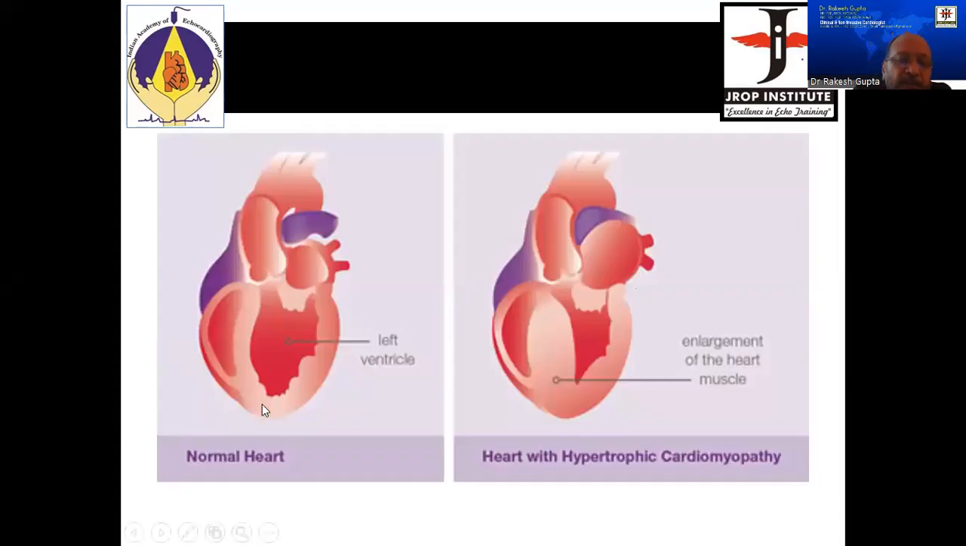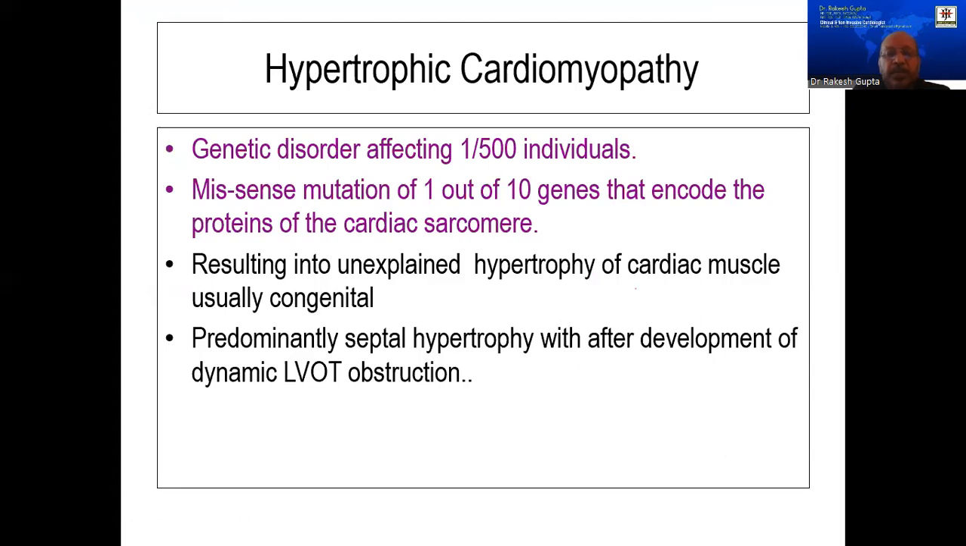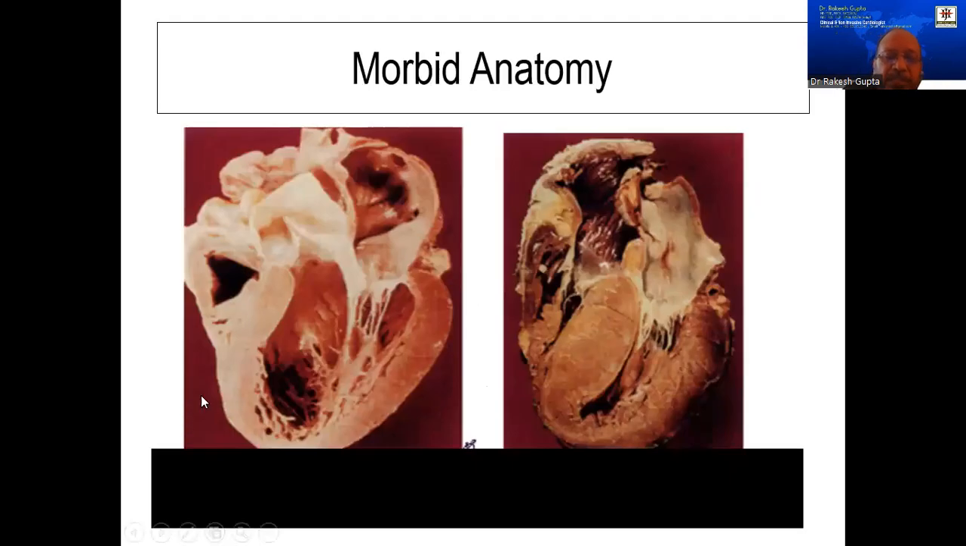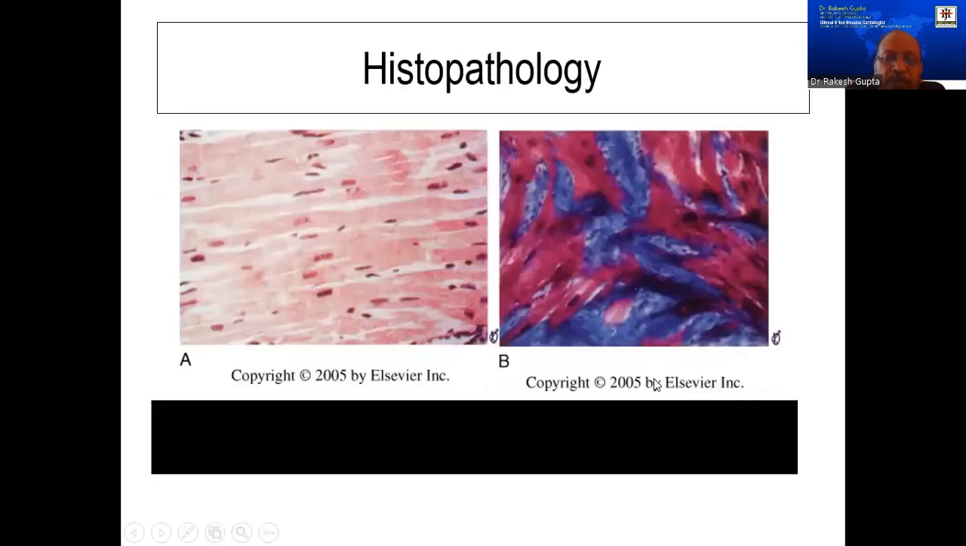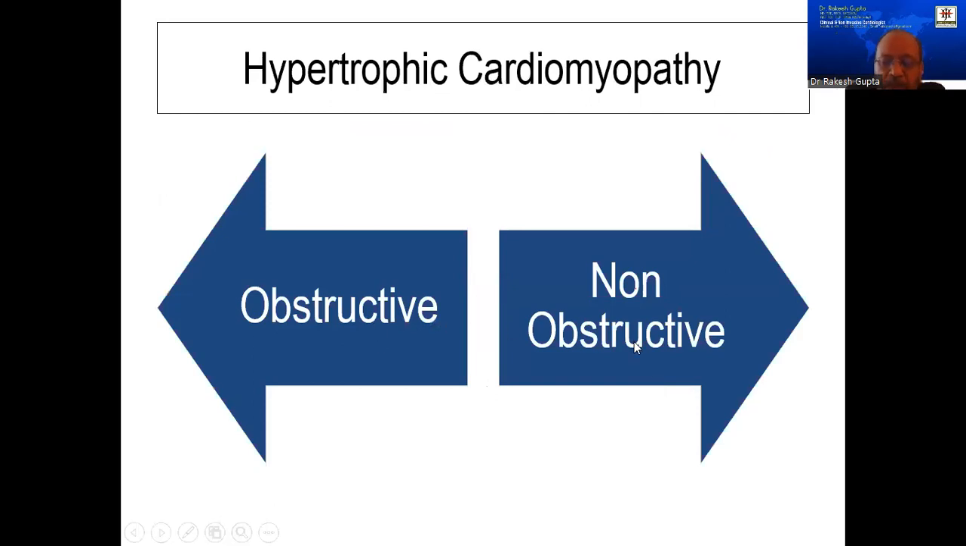Here is a cartoon or pictorial diagram showing significant left ventricular hypertrophy. It's a genetic disorder, affecting 1 out of 500 people. One out of 10 genes that encode proteins of cardiac sarcomeres results in unexplained hypertrophy of cardiac muscle, usually congenital. We have recently identified about 7 varieties of hypertrophic cardiomyopathies. What we are really interested in is predominant septal hypertrophy with subsequent development of dynamic LVOT obstruction. So here is a picture again: a normal heart versus a significantly hypertrophic interventricular septum and posterior wall. It could be obstructive versus non-obstructive.